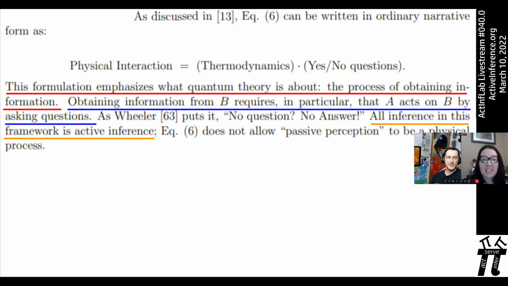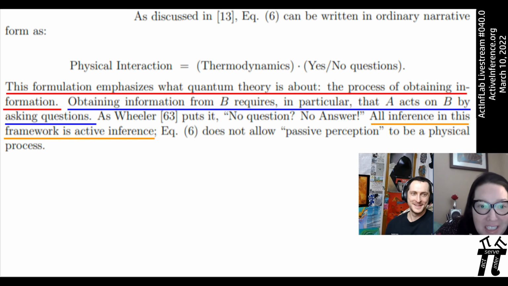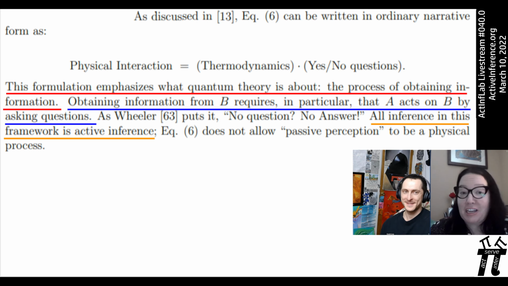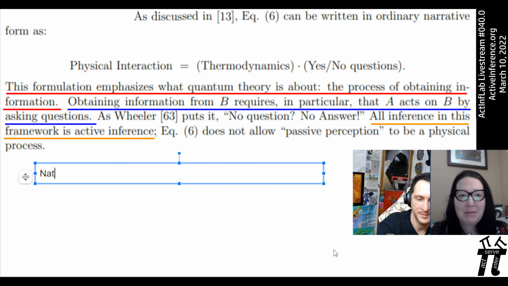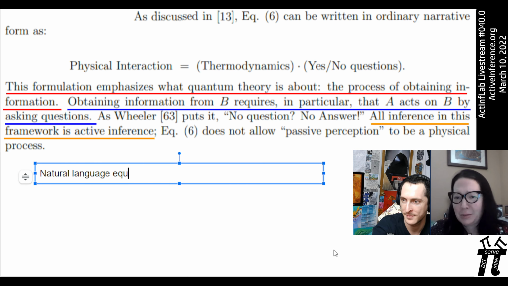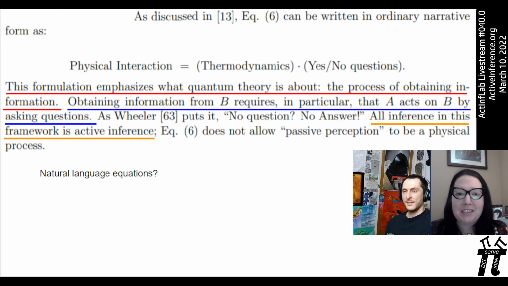And then this is kind of cool. This equation 6, which we just looked at, is the energetic interaction between A and B. This is physical interaction, which I guess could be physical interaction between A and B. That could also be energy, right? Matter equals mc squared. Physical interaction equals thermodynamics times yes or no questions.